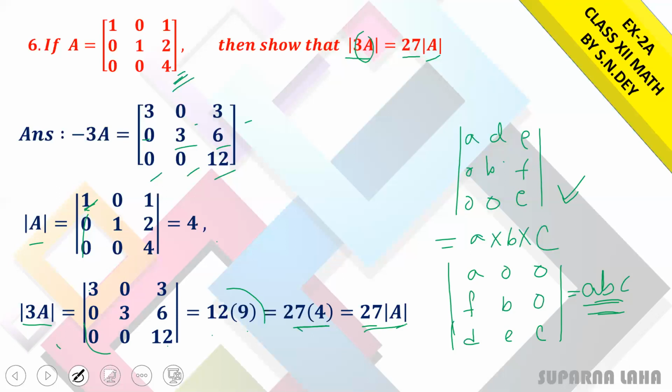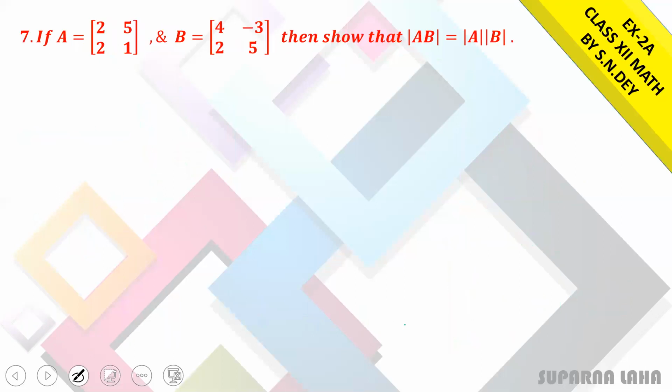Okay, so next question. Question number 7. A and B, two matrices of order 2, are given. Then you need to show that if we multiply them and then find the determinant, it will be equal to the multiplication of their determinant values.